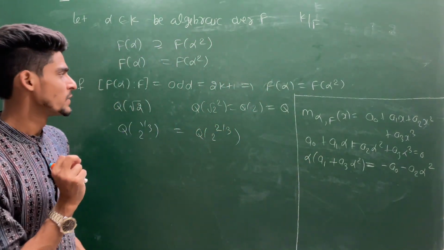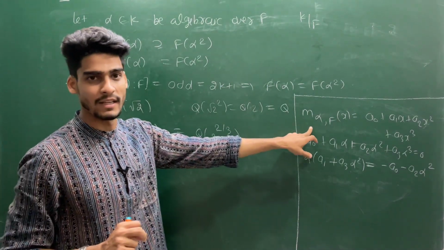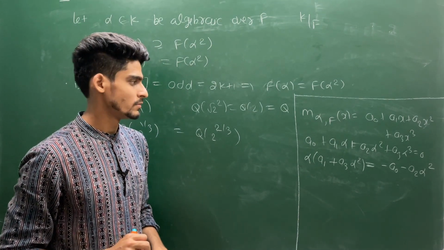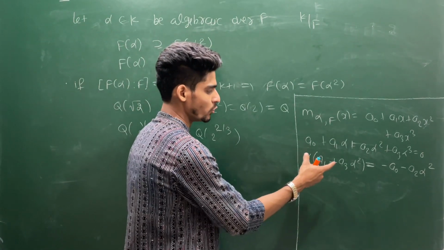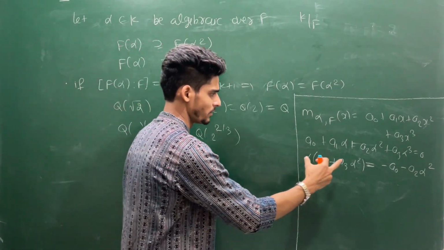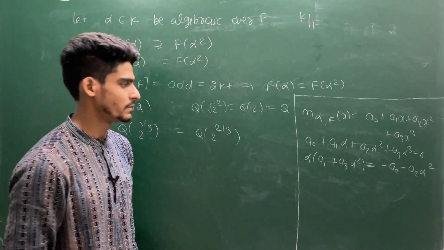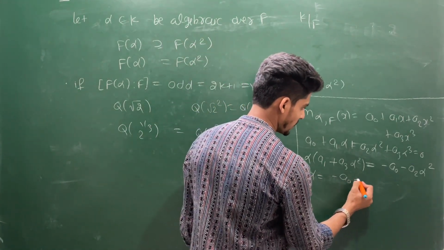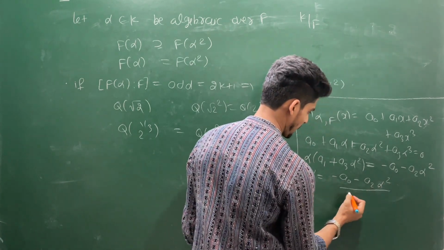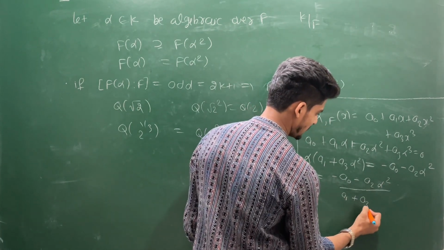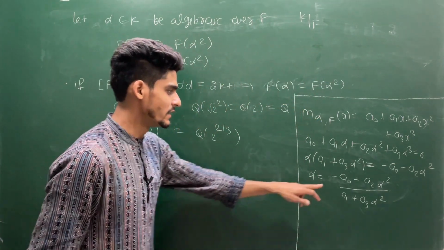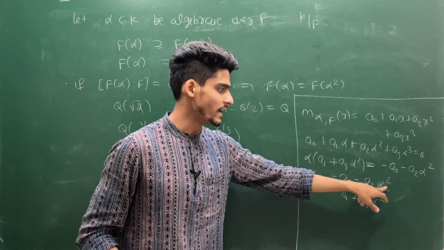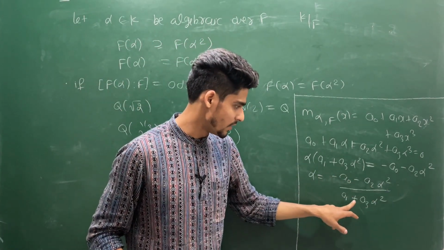Why can it not be 0? Because you have chosen this to be an odd degree extension. So alpha cannot satisfy any degree 2 polynomial. So this alpha can be written as minus a0 minus a2 alpha square, over a1 plus a3 alpha square. Clearly this linear combination is already inside F(alpha square). This is a combination of 1 and alpha square.